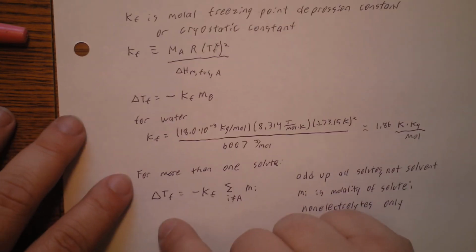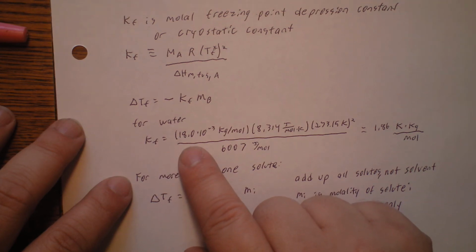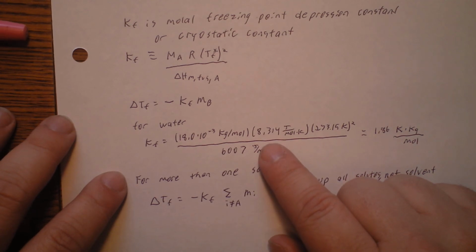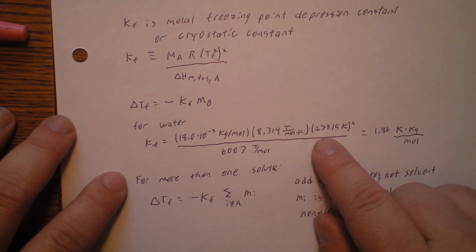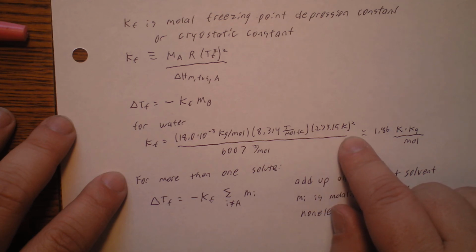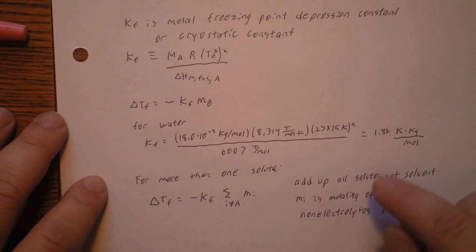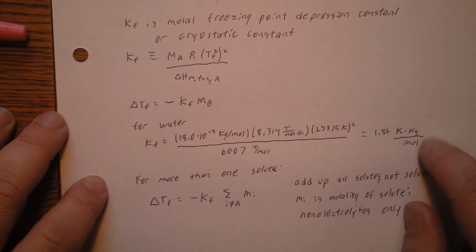Now, for water, Kf is going to be 18.0 times 10 to the negative 3 kilograms per mole times 8.314 joules per mole per Kelvin times 273.15 Kelvin squared divided by 6007 joules per mole. So we get 1.86 kilograms per mole.